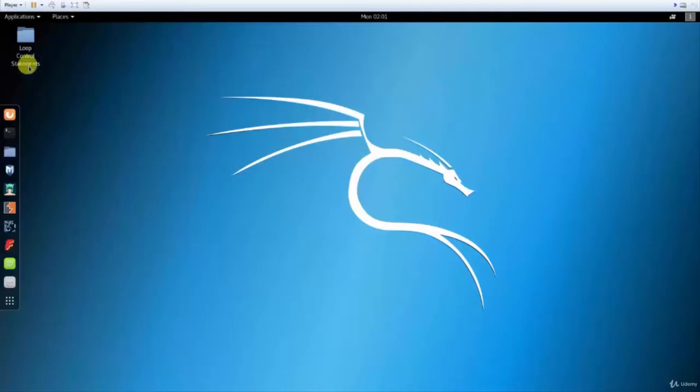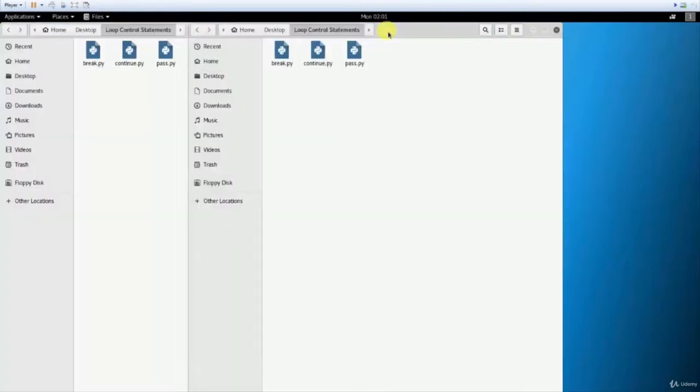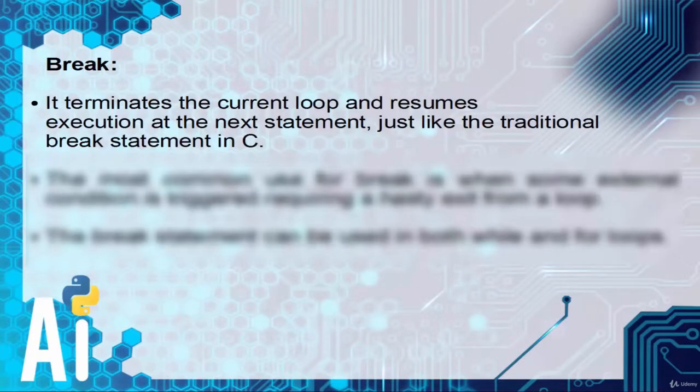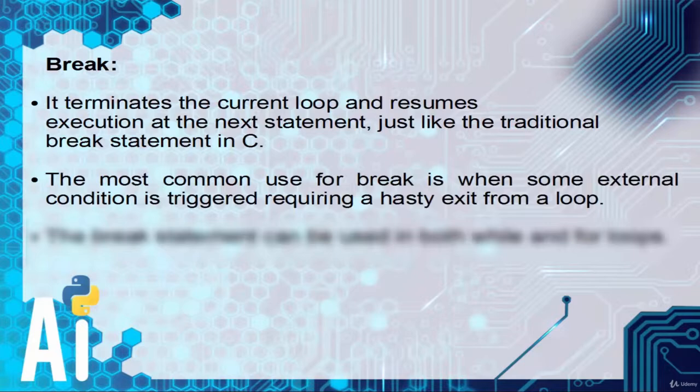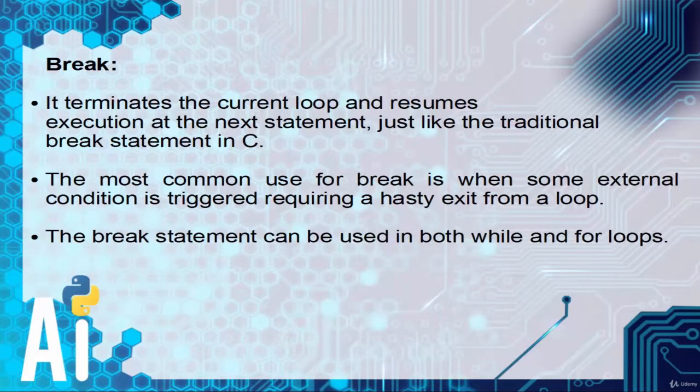I have already written script for these three. Open my directory and see the example. Let's first discuss the break statement. It terminates the current loop and resumes execution at the next statement, just like the traditional break statement in C. The most common use for break is when some external condition is triggered requiring a hasty exit from a loop. The break statement can be used in both while and for loops.